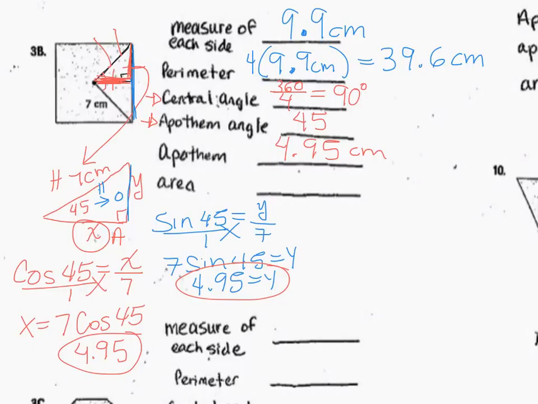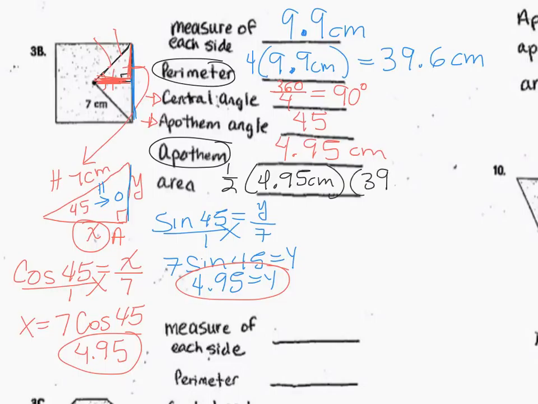Okay, so we got the information. We got the apothem, we got the perimeter. Let's just put that in the formula. So it's 1/2, the apothem is 4.95 centimeters, and then times the perimeter, which is 39.6 centimeters. Let's put that in the calculator. Times 0.5 times 39.6, and that is 98.10. So it's 98 square centimeters.